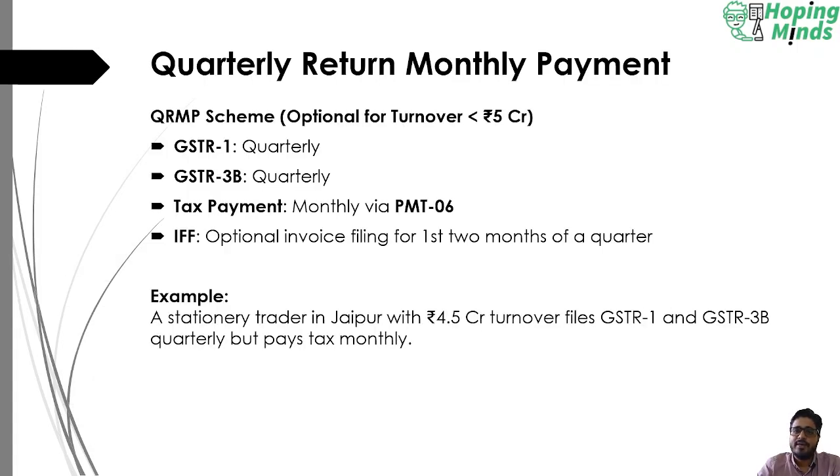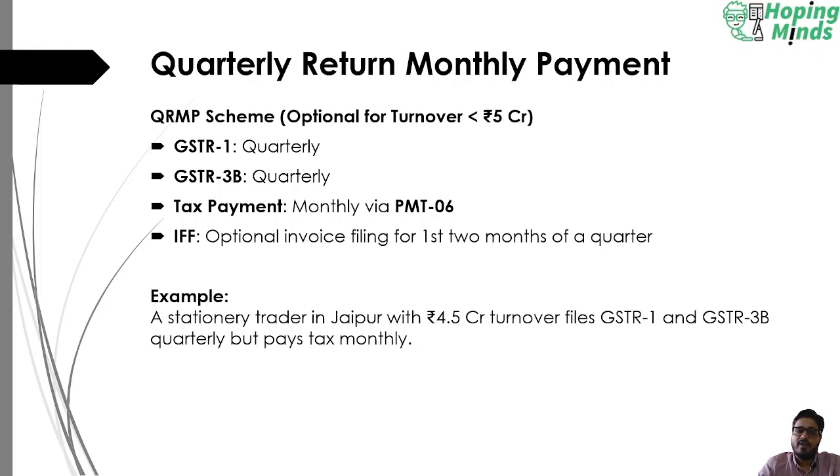Next is the quarterly return monthly payment, that is the QRMP scheme. Under the QRMP scheme, taxpayers whose turnover hasn't exceeded rupees 5 crores are allowed to file their GSTR 1 and GSTR 3B returns on a quarterly basis. But the taxes are required to be discharged on a monthly basis after self-assessment. Any deficiency in the taxes for the quarter attracts interest.